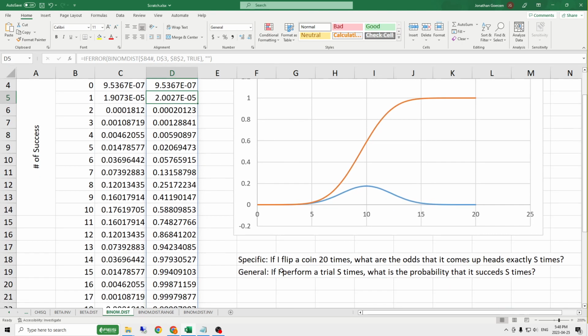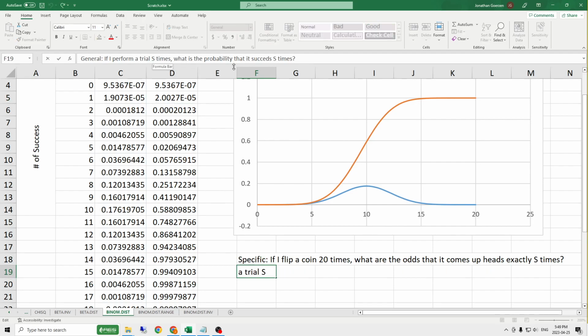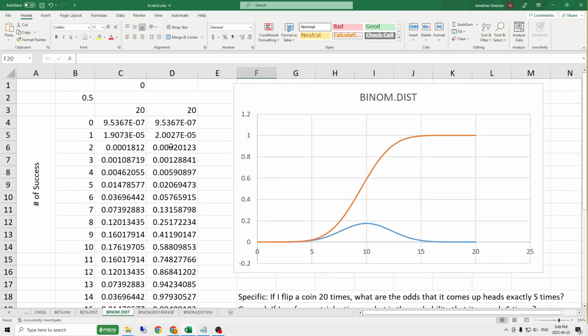Yeah, so that's for the specific case. This is the general. That's poorly worded. I'll figure out a better way to word that another time.